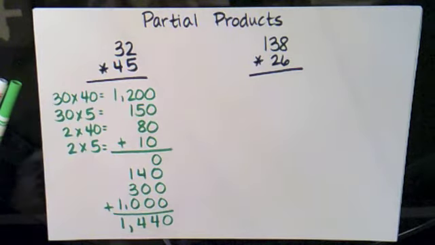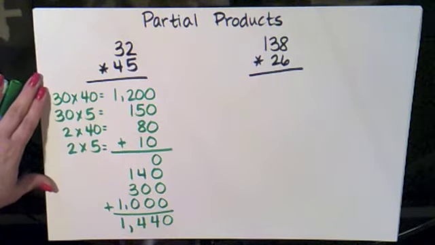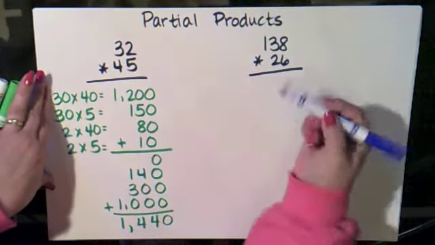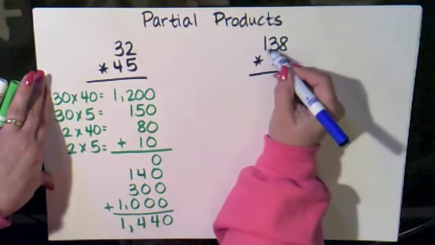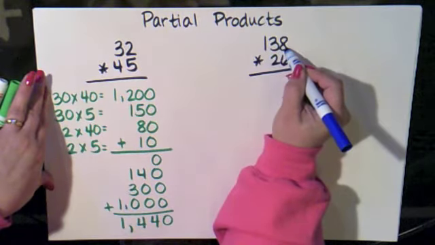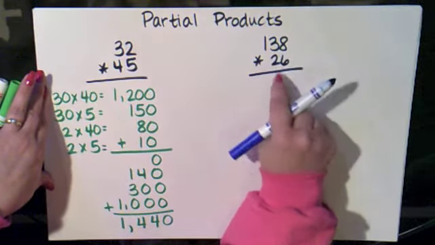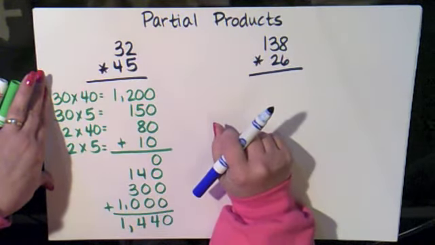The next problem we're going to do is using partial products, but it's a 3-digit number times a 2-digit number, and that is actually the 4th grade standard. That is what every 4th grader is expected to know how to do. We need to expand out our 138 into 100 plus 30 plus 8. So those are the 3 parts that I need to multiply to 20 plus 6.